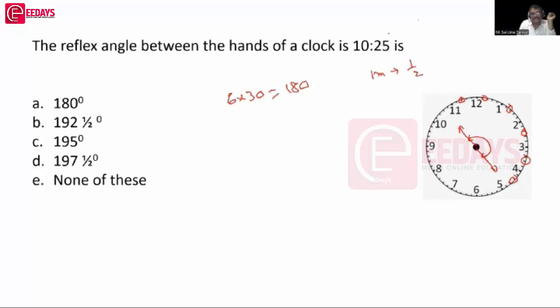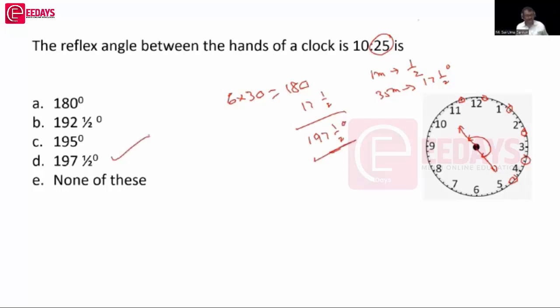We require the reflex angle. So, that is equal to 60 minus 25. So, 35 minutes is equal to how much? That is equal to 17 and a half degrees. Just add 17 and a half degrees to this one. So, 197 and a half degrees. Option D is the correct answer.